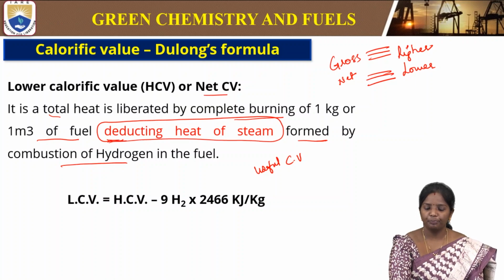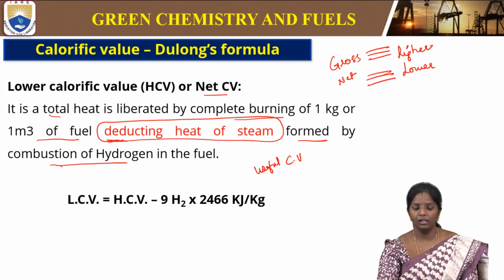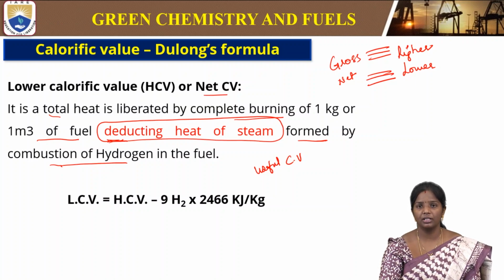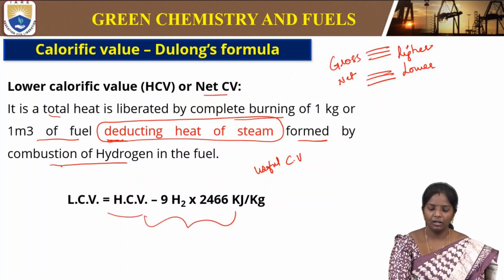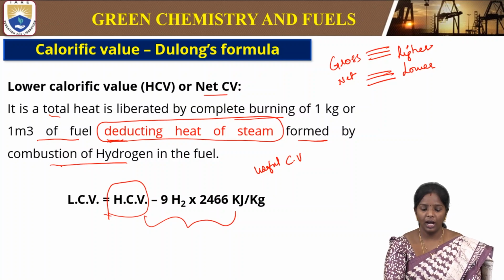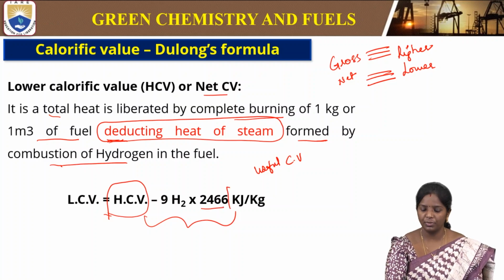The heat of steam is just because of combustion of hydrogen in the fuel. So the total heat liberated by complete combustion of 1 kg or 1 cubic meter of fuel, deducting the heat of steam, is nothing but the lower calorific value or net calorific value. This is again given by a formula: the lower calorific value is equal to higher calorific value minus 9H2, that is hydrogen, into 2466. This is in kilojoules per kg.